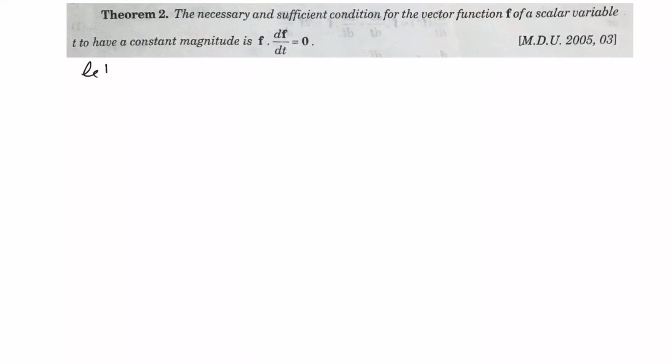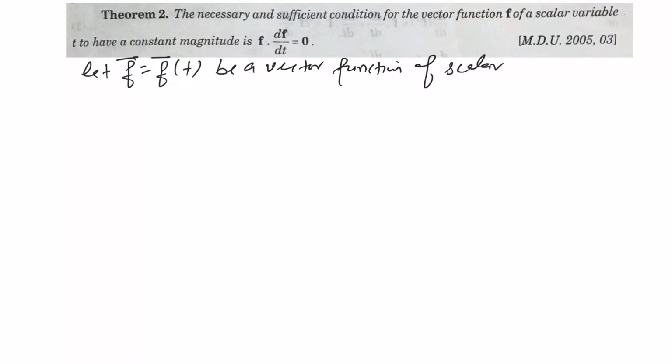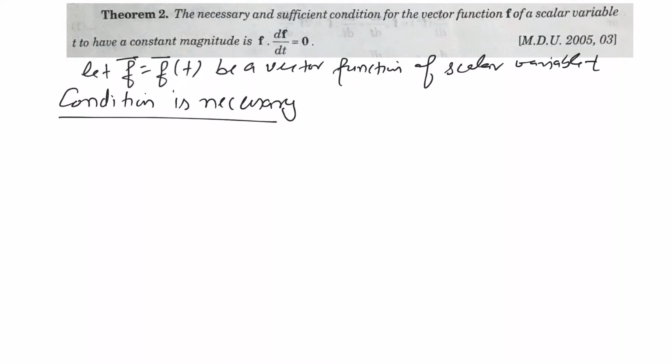Let f is equal to f(t) be a vector function of scalar variable t. Okay, condition is necessary. Firstly, let us suppose that f has a constant magnitude.